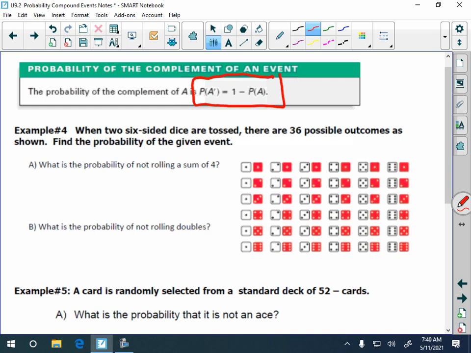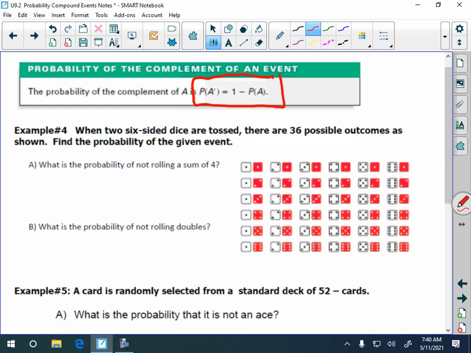All right, so example 4, when 2 six-sided dice are tossed, again, there's 36 combinations. Part A, what's the probability of not rolling a sum of 4? Okay, what's the probability of not rolling a sum of 4? So you could go through and add up all the ones that are not going to add up to 4, and that would be your probability, all over 36. Another way that we could do this is, let's go ahead and find the ones that do add up to 4 and subtract it from 36, because again, there's 36 combinations.